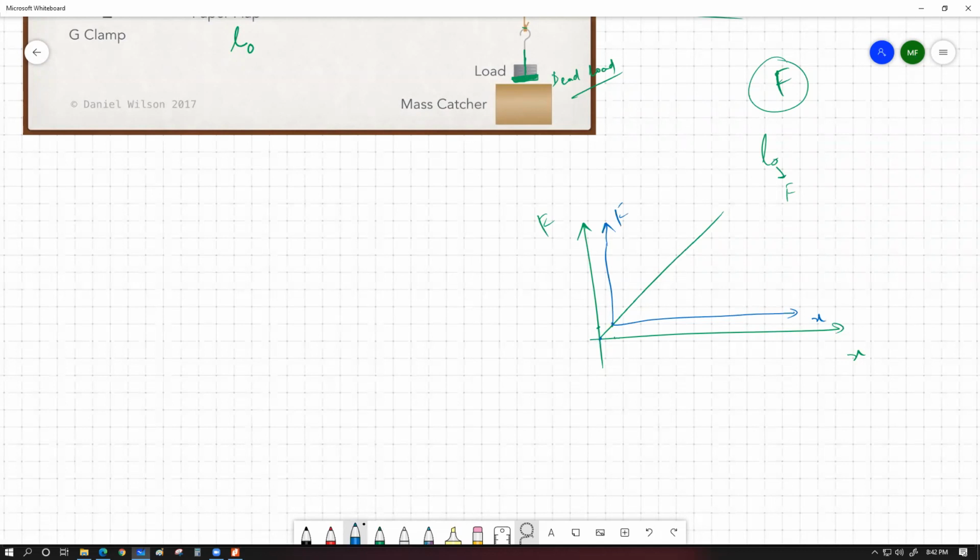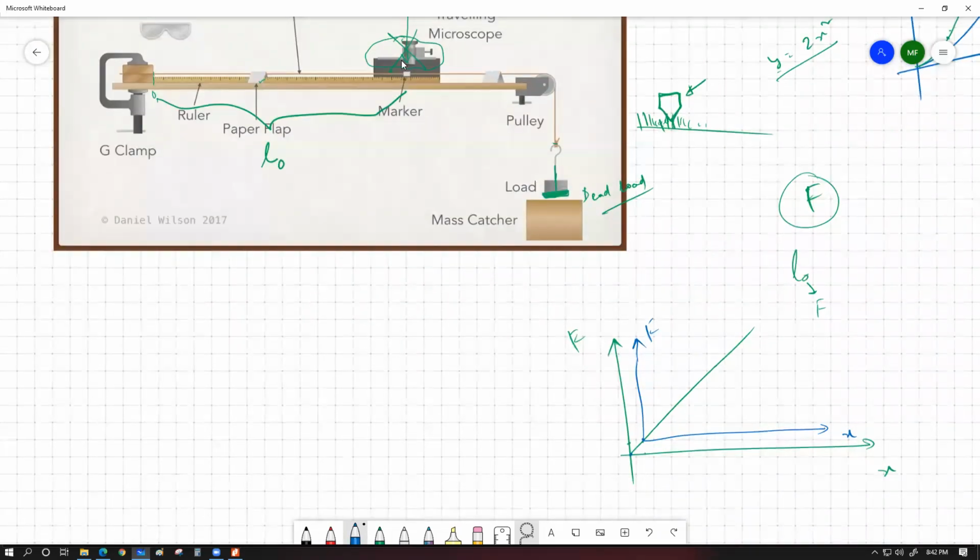Why are we starting from a little later point? Because we want the wire to be perfectly taut for our experiment.